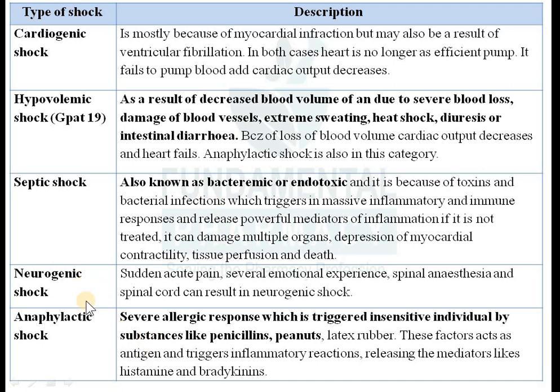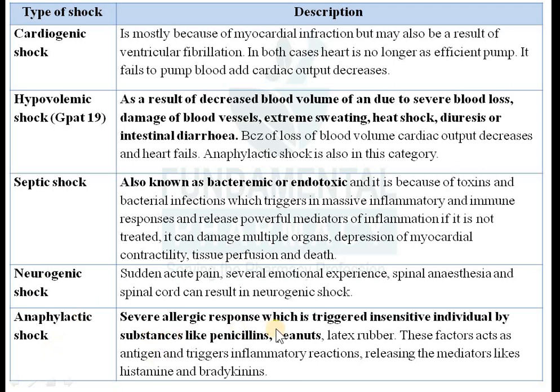Okay. Then neurogenic shock: sudden acute pain, severe emotional experience, spinal anesthesia, and spinal cord damage can result in neurogenic shock. नर्व को अगर कोई शॉक लग गया आपको, नर्व शॉक, दैट इज न्यूरोजेनिक शॉक. सो जैसे आपका स्पाइनल कॉर्ड टूट गया, जैसे आप मान लीजिए कि आपका एक्सीडेंट हो गया और स्पाइनल कॉर्ड को इंजरी हो गया, तो यू विल फेस न्यूरोजेनिक शॉक. और स्पाइनल एनेस्थीसिया देते समय भी अगर स्पाइनल नीडल गलत जगह डाल दिया, तो फिर न्यूरोजेनिक शॉक हो सकता है. ठीक है. देन नेक्स्ट वन इज एनाफाइलेक्टिक शॉक.